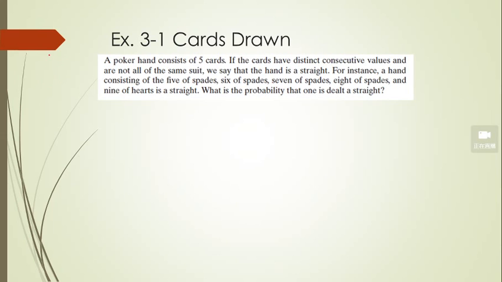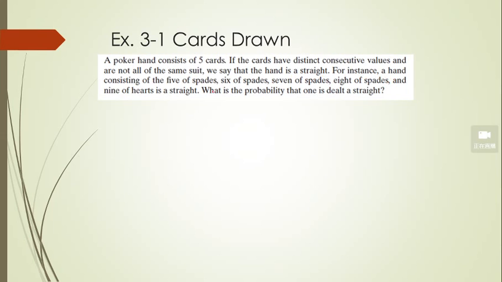We have 4 different suits: the diamond, the heart, spade, and what is the other one called? Club. That one. So we have 4 different suits, right? Each suit we have 13 cards. We have Ace, 2 until the number 10, and Jack, Queen, King, like that. So 52 in total. If the cards have distinct consecutive values and are not all of the same suit, we say that the hand is a straight.